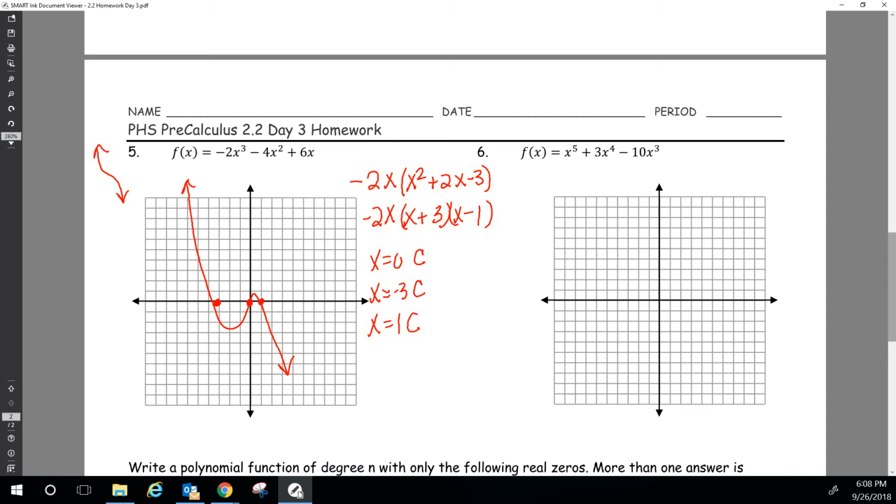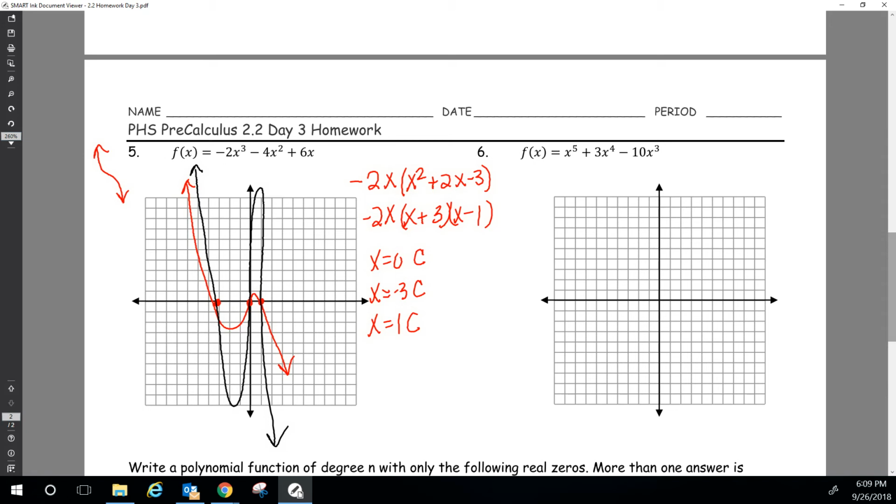By that I mean you could make this function. It could look something like this, if you wanted to get real creative with it. Just as long as I can see where you're crossing your x-axis and where you're ending up on either side, you should be good.